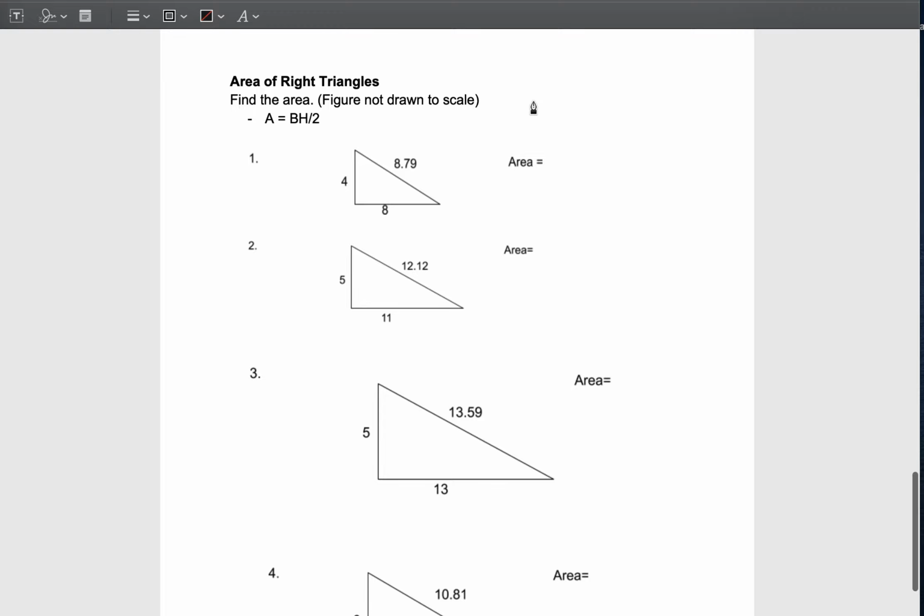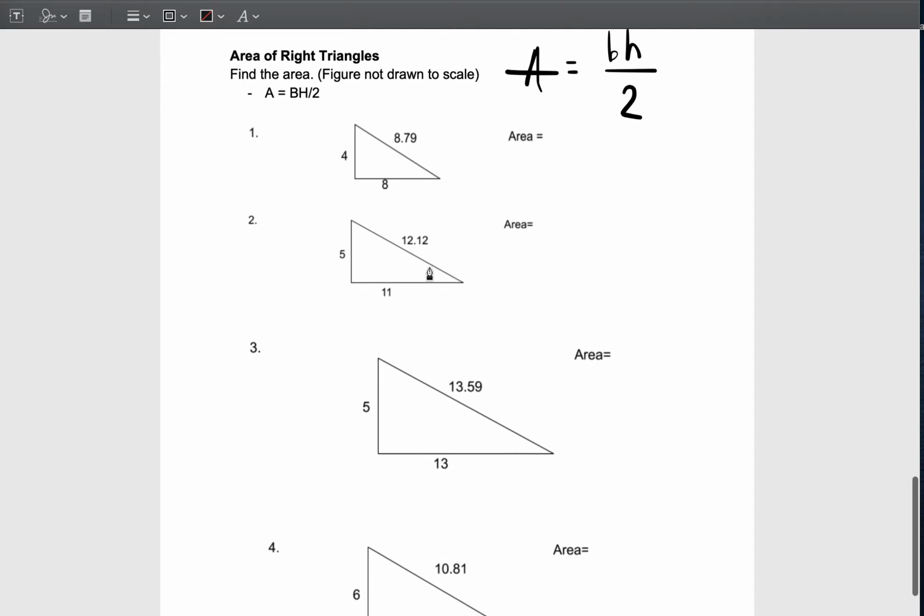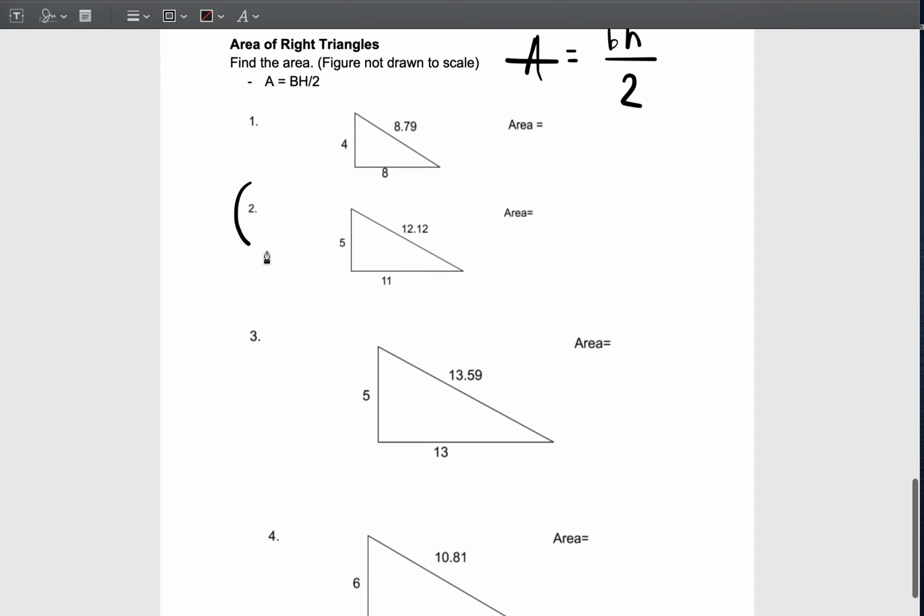Area of a right triangle. So we know that area equals, let me write it out here again, base times height divided by 2. So now let's look at number 2. Sorry, that circle is so bad. Base is 12, height is 5. Height means basically how long it is. Base is basically like the width. So 5, which is the height.